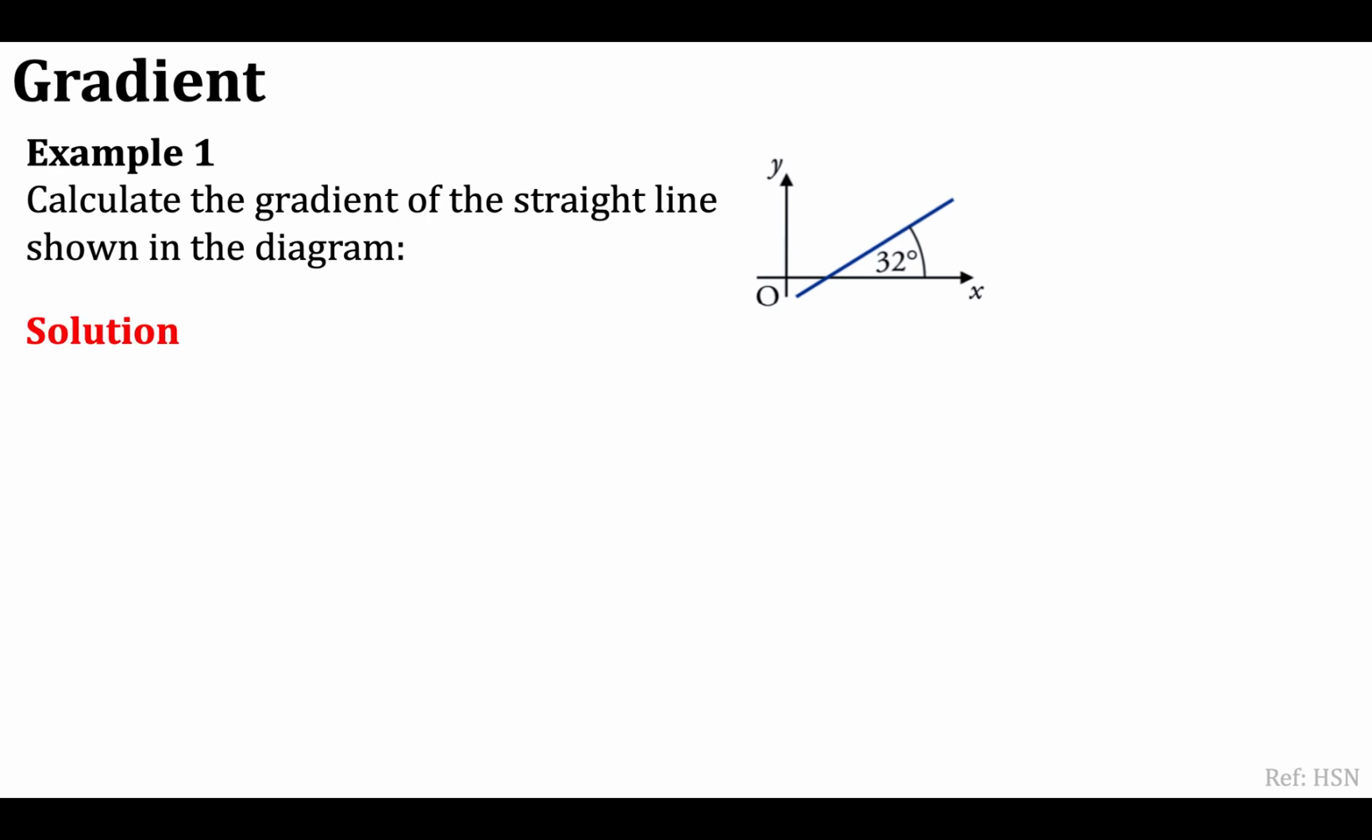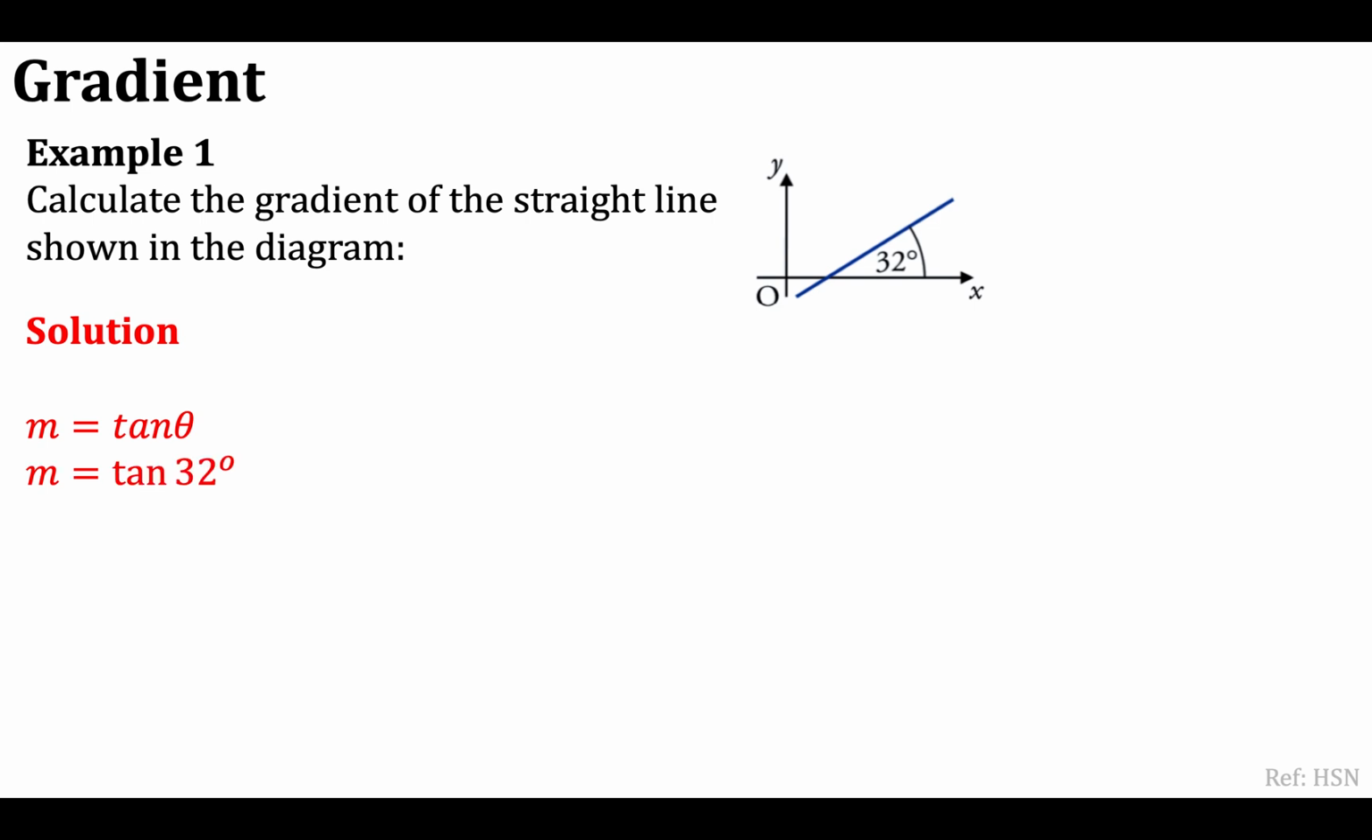So the solution. Now, firstly, I'm noticing that obviously I've got the line here, and the angle that I'm given is the angle between the line and the positive direction of the x-axis. So that allows me to use my formula, m equals tan theta. So that's always the first observation. Is the line making the angle with the positive direction of the x-axis?